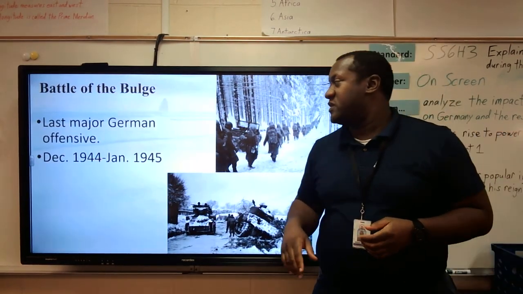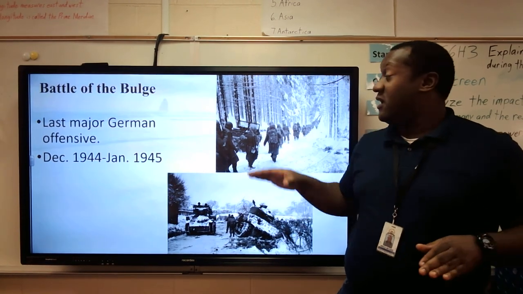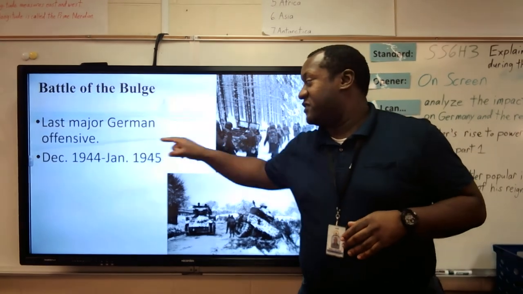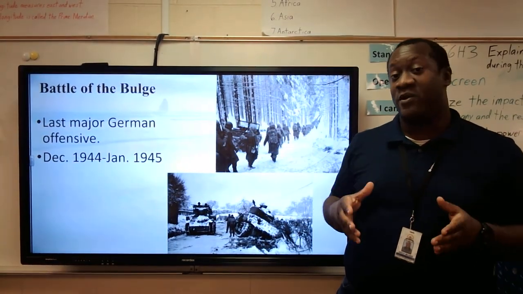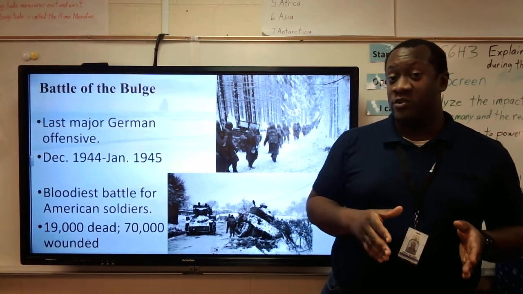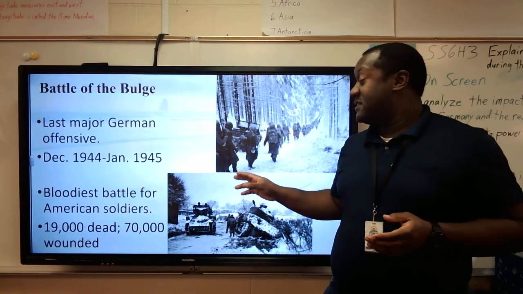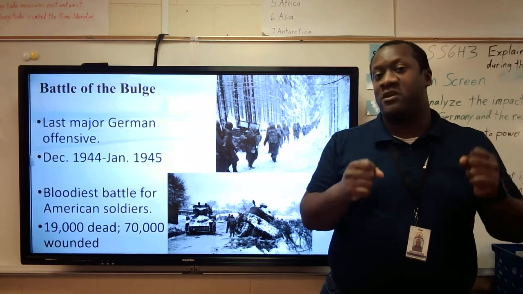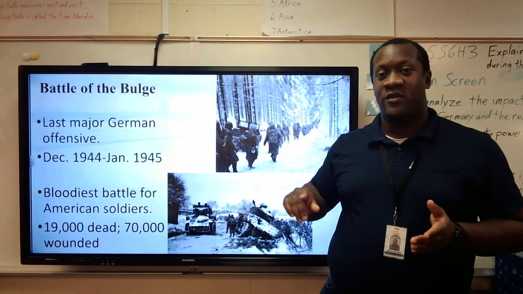We're going to go pretty quickly through this. This is the last major German offensive. The Germans know that they're losing, so they just throw everything they can in the winter of December 1944 through January 1945. They throw everything they can at American forces. This becomes the bloodiest battle for American soldiers throughout World War II. 19,000 Americans died, 70,000 wounded, just to get into Germany and push to Berlin. But the good news is, the Americans won that battle.